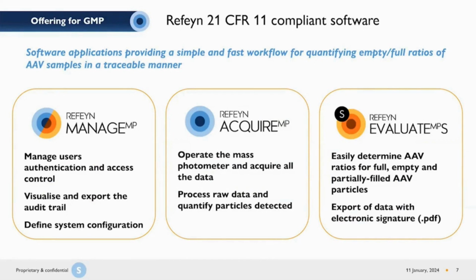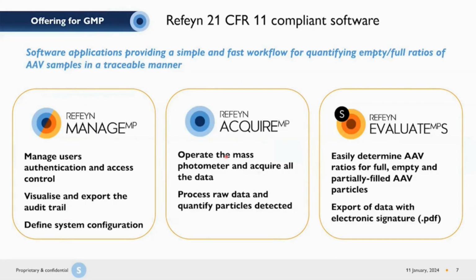Our GMP offering includes 3 parts. So we have the Refeyn Manage MP. It is a platform that allows you to manage user authentication and access control. The Refeyn Manage MP allows as well an easy way to visualize and to export audit trails, and it allows you to define system configuration as well.